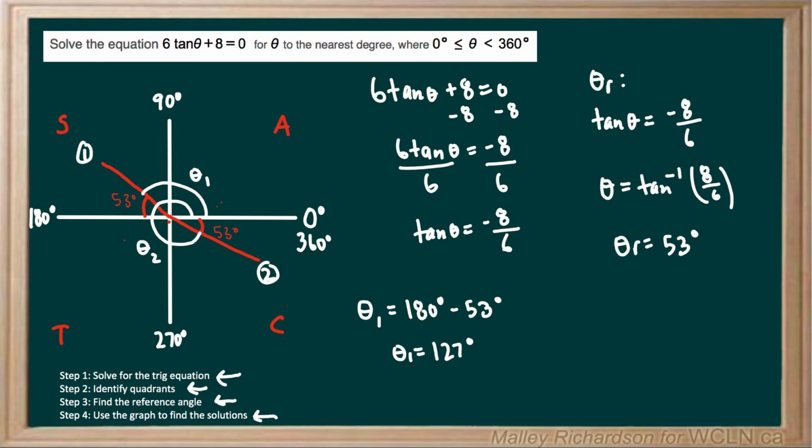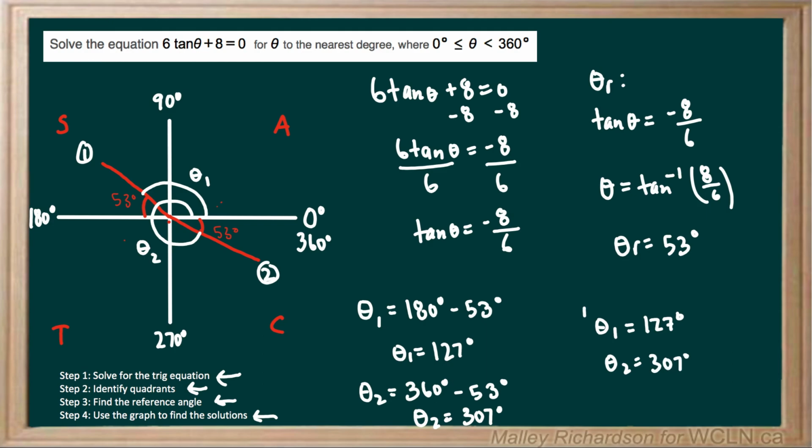And looking at theta 2, we can see that our angle passes 180 degrees, but just cuts short of 360 degrees. So to find theta 2, we have to take 360 degrees from our x-axis and subtract that from our reference angle of 53 degrees. And we're left with theta 2 equals 307 degrees. So we found that theta 1 in quadrant 2 equals 127 degrees, and theta 2 in quadrant 4 equals 307 degrees as our final answer.